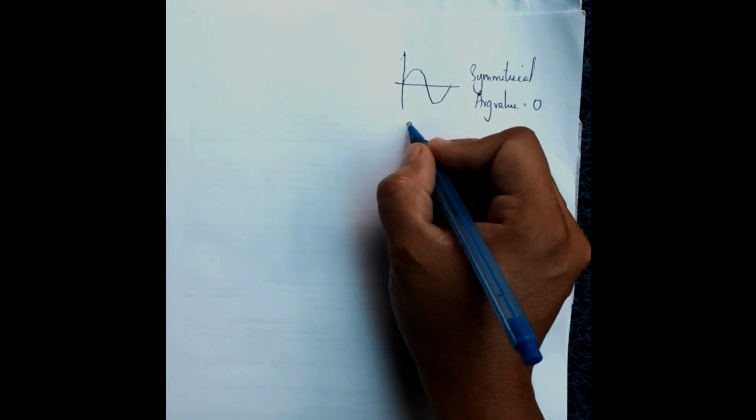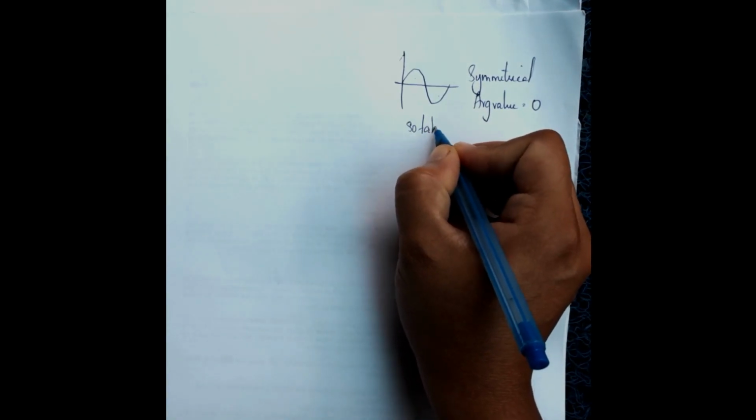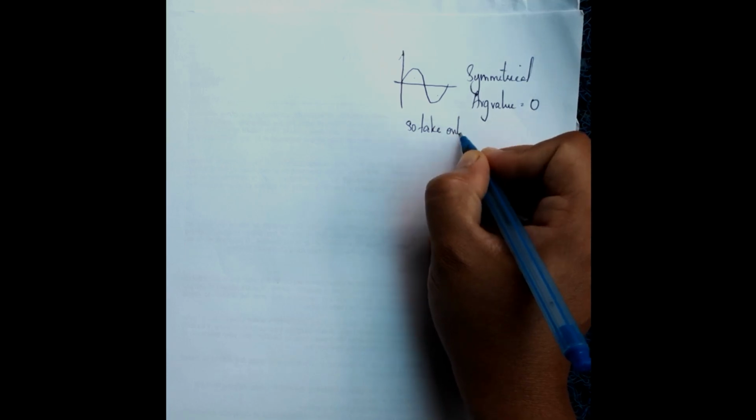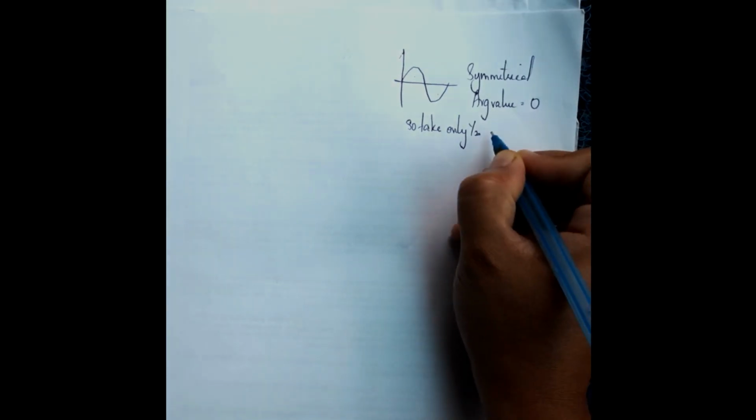Let's find the average value of a sine wave. Sine wave is a symmetrical wave, that is, it has equal positive and negative values. So then if we find the average, then the average will be 0. So for such symmetrical waves, we have to take only the half cycle and find the average of the half cycle, because if we take the full cycle, it will become 0.